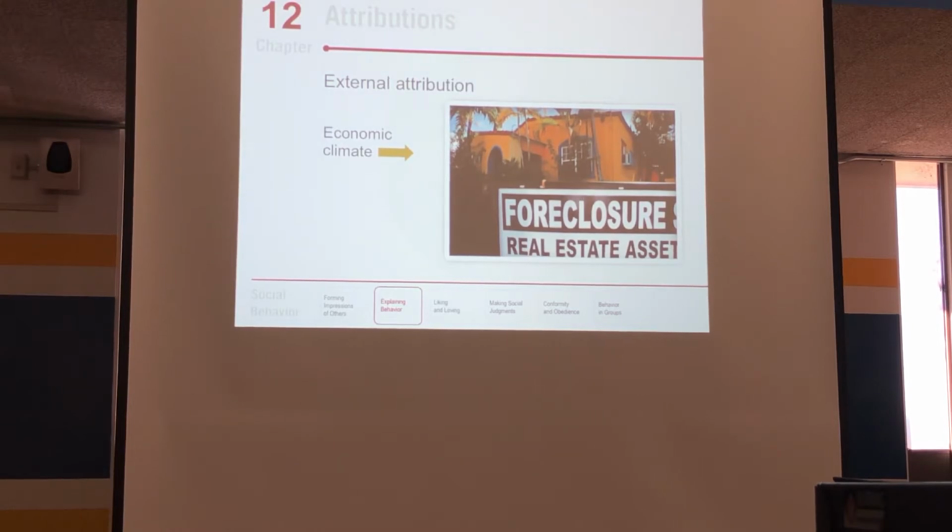Give me an example of an external attribution for someone slipping in the hallway. The floor is slippery. Yeah, so anything that's not really their fault, like there was a banana peel on the ground, or someone tripped them, or anything like that would work.